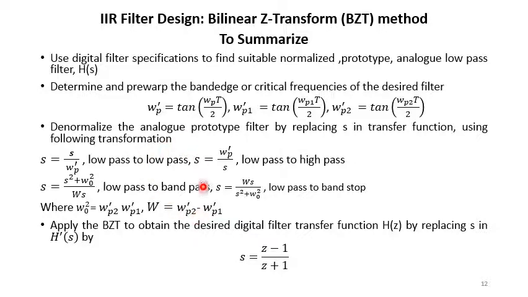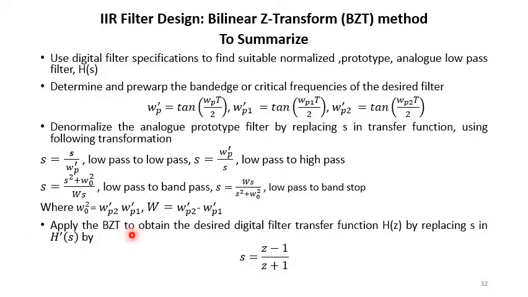So once we do this, that is we replace S by this, then straight away apply BZT to obtain the desired digital filter transfer function H of Z by replacing S in the H prime of S. You understand, H prime of S you obtain where you replace S by values of this one or this one, depending upon whether you are using a low pass filter, high pass filter, band pass filter, or band stop filter. So there you replace this and you obtain H prime of S.